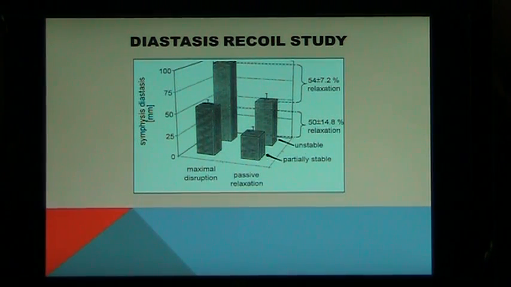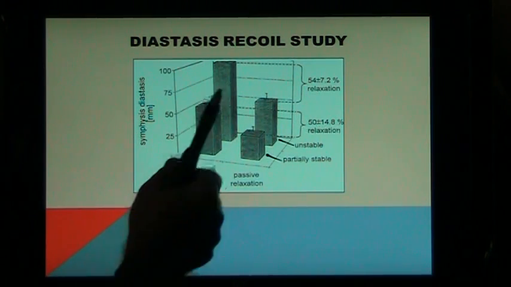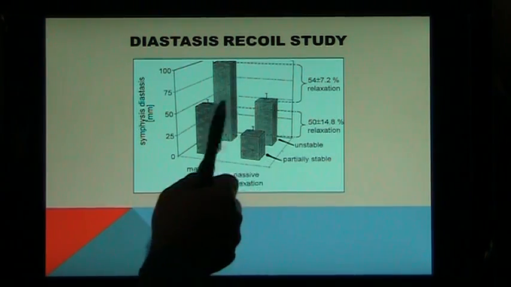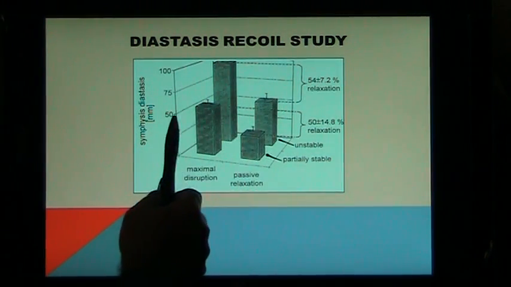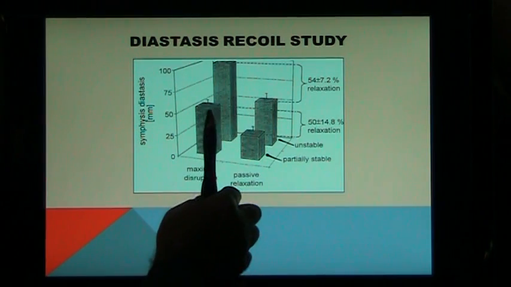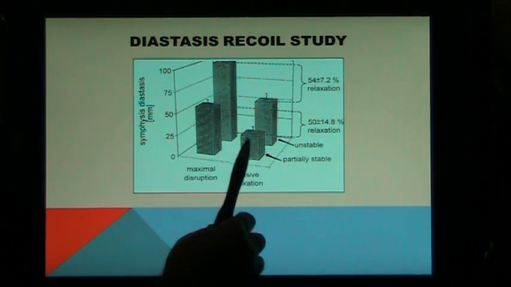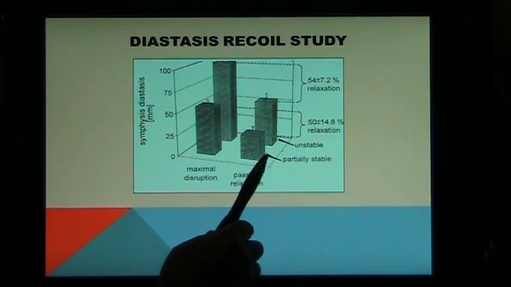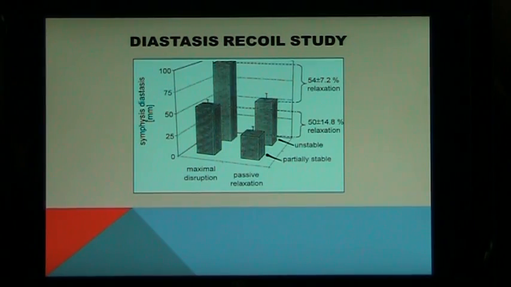So that's a very important understanding. And this one, even though it recoiled by 50%, it was still an unstable amount of gap at 50 millimeters, whereas this one that had a fair amount of disruption reduced to being less than 25, and this one was partially stable, perhaps in that gray area.